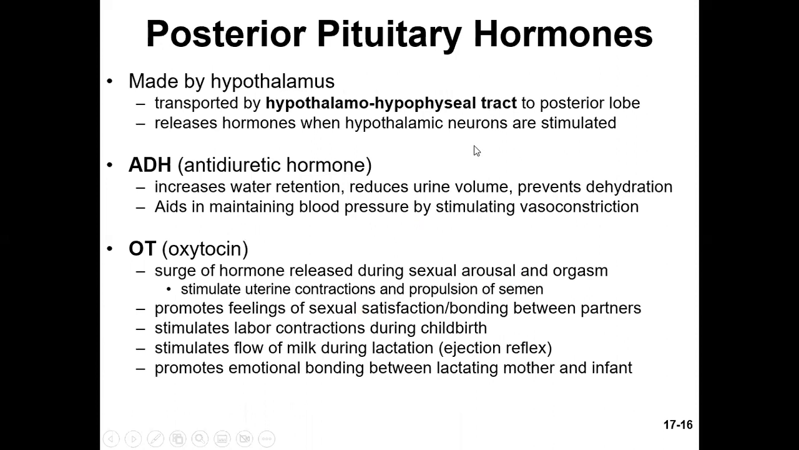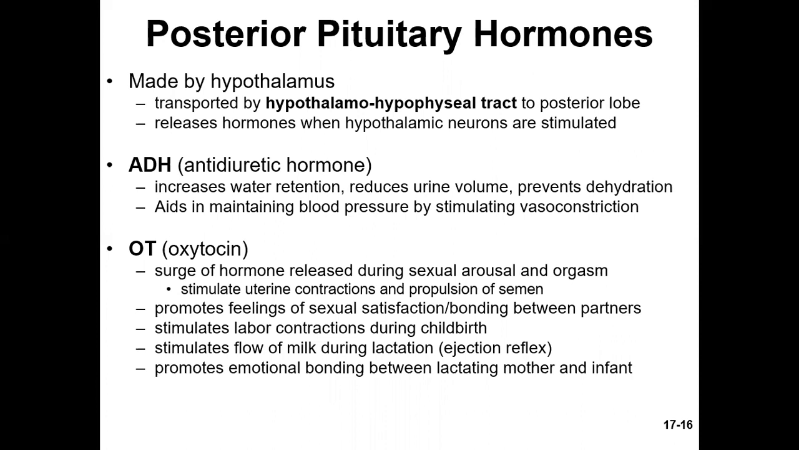When we get to the posterior pituitary, once again, I already mentioned antidiuretic hormone. It's an antidiuretic, which will regulate or reduce urine production. So antidiuretic hormone helps retain water, which is going to have an impact on blood pressure, reduces urine volume, and prevents dehydration.